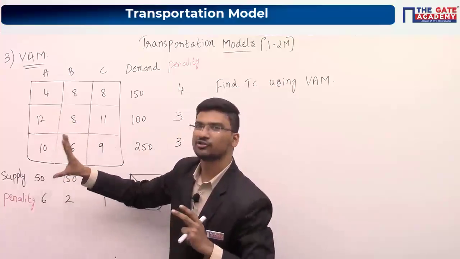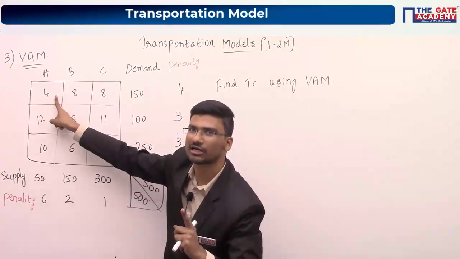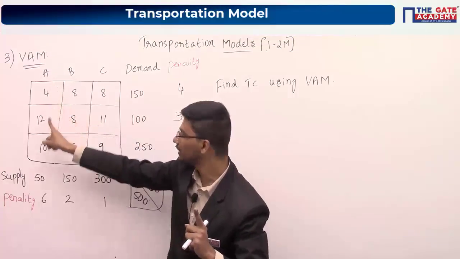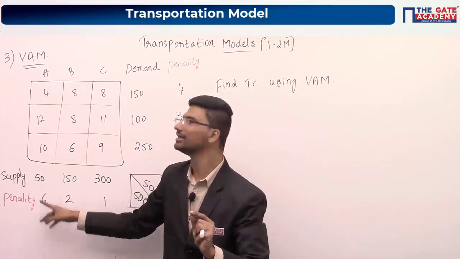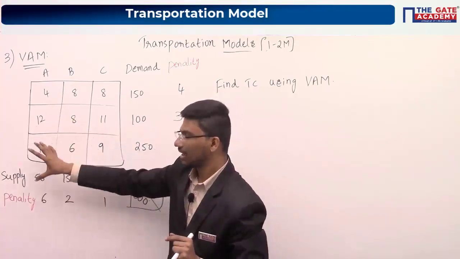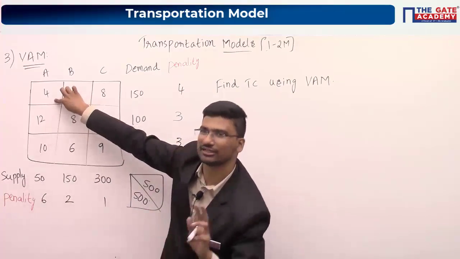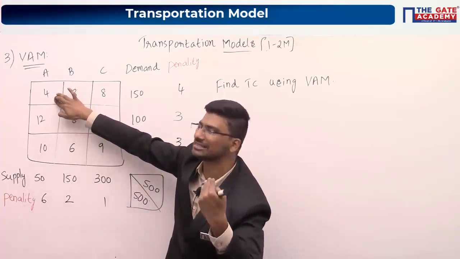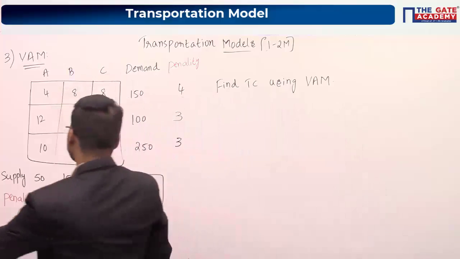So that is why you should not miss this particular cost. If you are missing this particular cost or missing allocation here, you have to pay a penalty of 6 rupees, which is very high. That is why you have to go to the maximum penalty column and allocate here first, so that you will not be missing this particular minimum cost. So maximum penalty is this one.